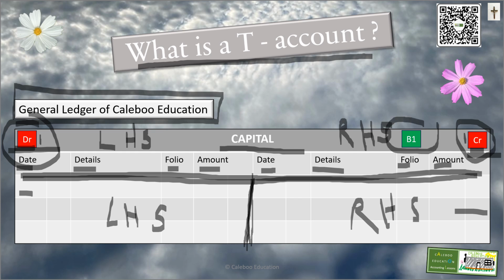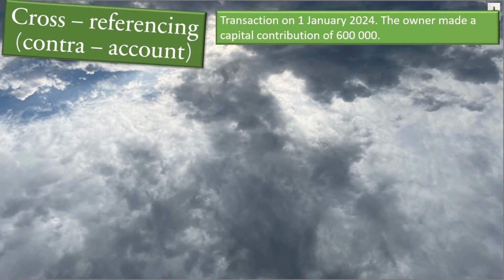This, by the way, is a folio reference for capital, B1, and it comes from balance sheet account number 1, the owner's account. Remember, it's now called a statement of financial position, but more about that later. The point of this slide here is to explain to you where the term T account comes from. You're going to see it plenty over your accounting career.